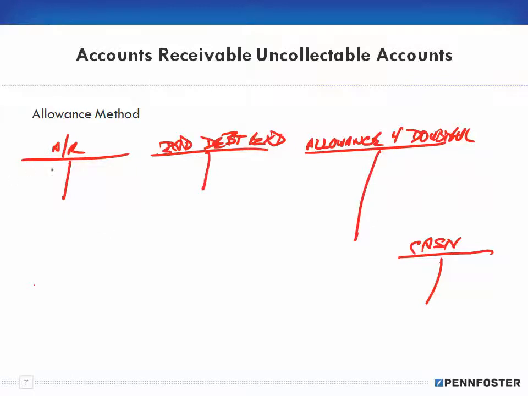So let's say our accounts receivable here is $16,000.